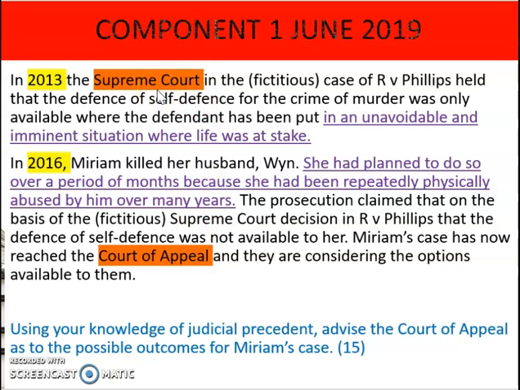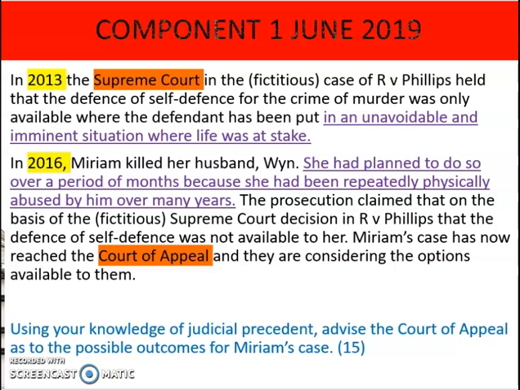You'd explain ratio, and that the ratio is the binding part of the case that has to be followed. You'd explain your law reports. You'd explain the different methods of avoiding, such as reversing, distinguishing, overruling. And then you'd explain the special methods of avoiding that are available to the Supreme Court and the Court of Appeal. And at that point then, you'd be on to your application, where you've got to apply all of your rules of precedent back to Miriam's situation.